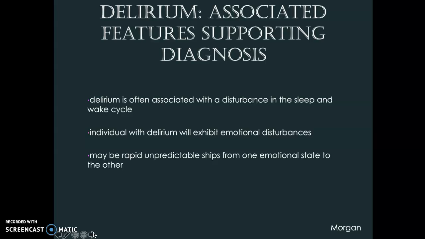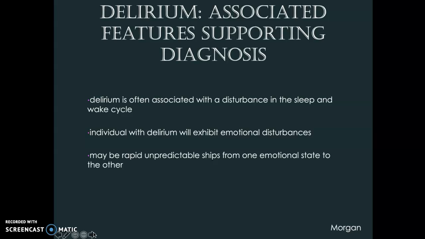Delirium associated features supporting diagnosis. It's often associated with a disturbance in the sleep and wake cycle. The disturbance can be anything from daytime sleepiness, nighttime agitation, difficulty falling asleep, excessive sleepiness, and even in some extreme cases, the complete reversal of night and day sleep-wake cycle.